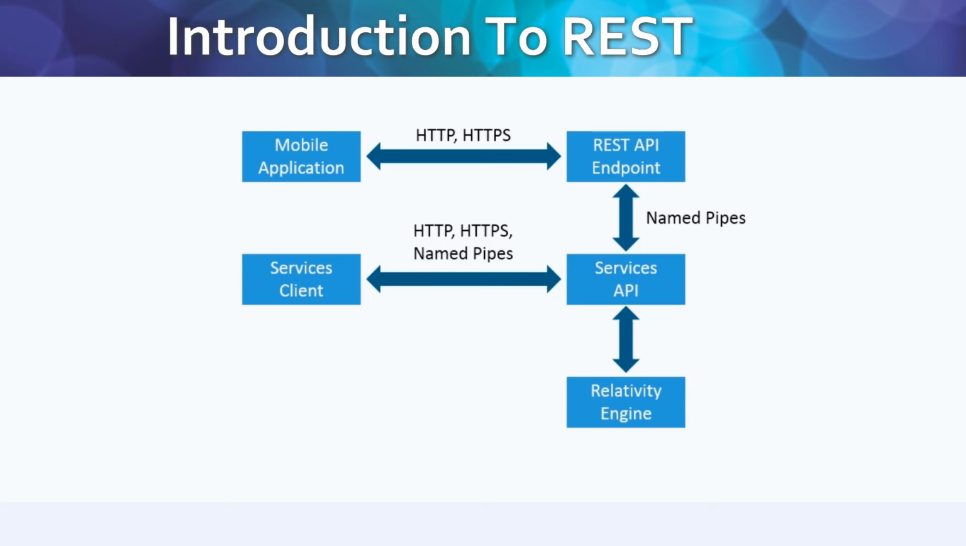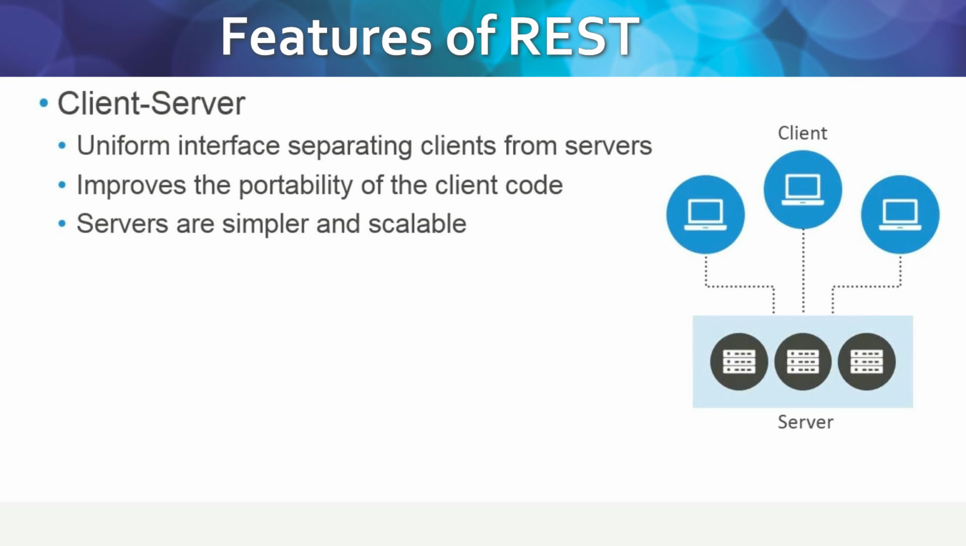Service client or web client communicates directly with Services API using HTTP, HTTPS, or named pipe medium. The REST API requires a connection to the Relativity engine or specified database, which is used to load configuration data.